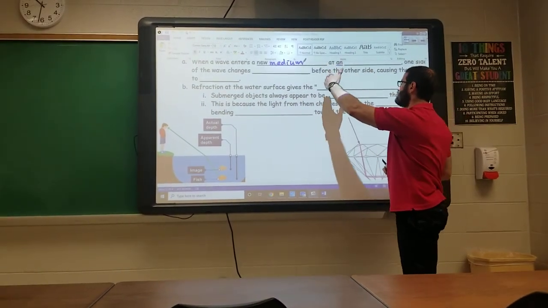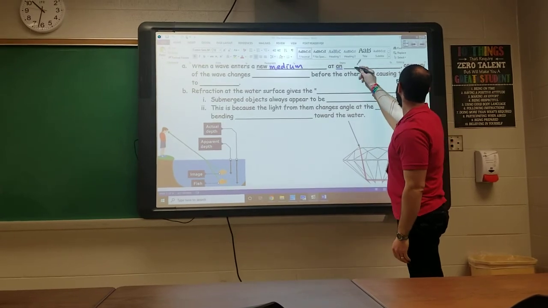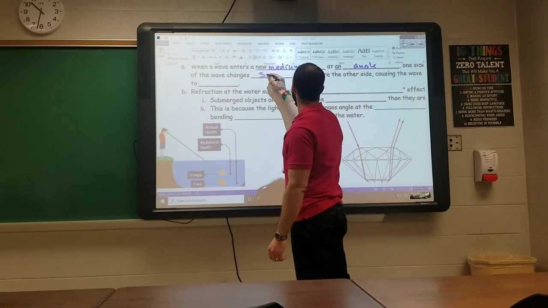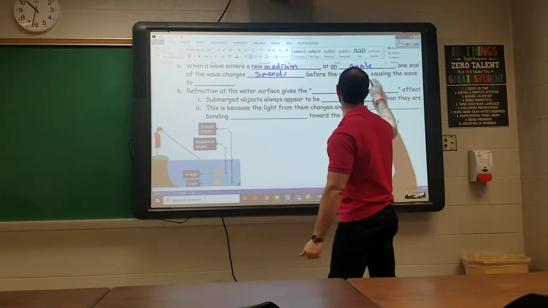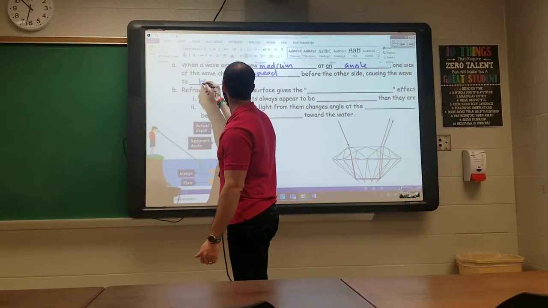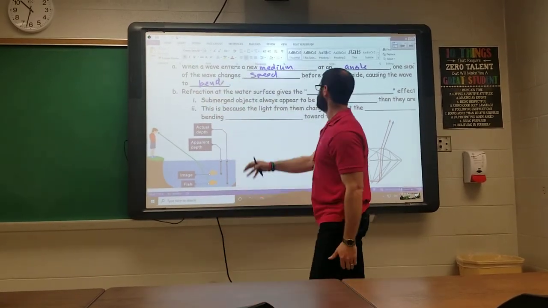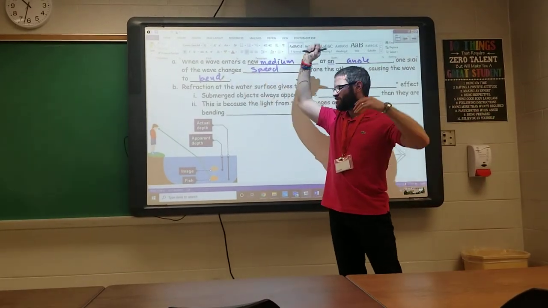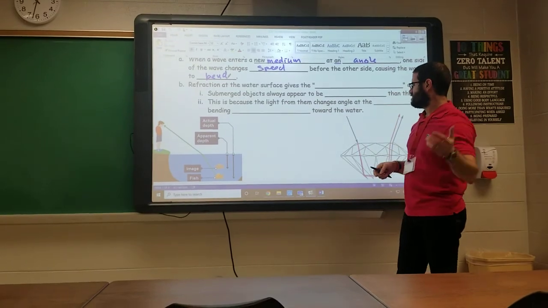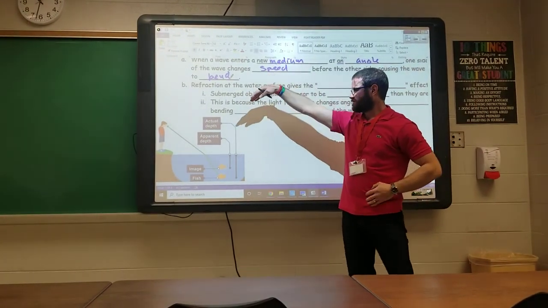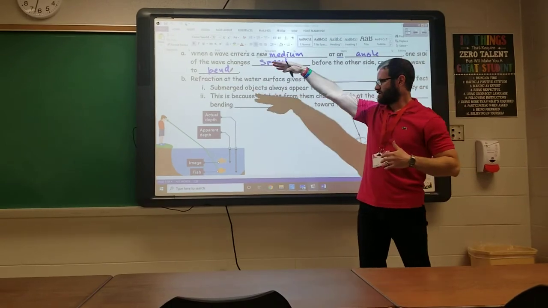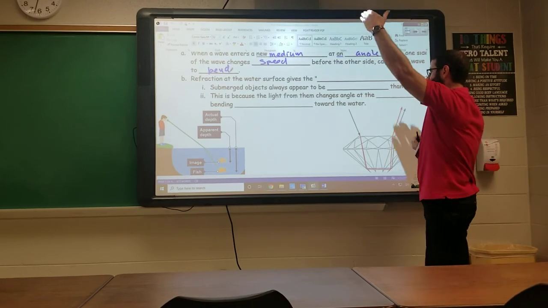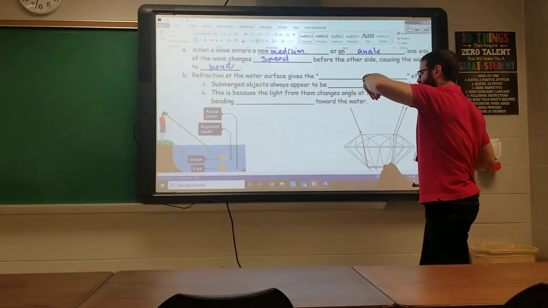So when a wave enters a new medium at an angle, one side of the wave changes speed before the other side, which causes the wave to bend. That's refraction. Again, a wave entering a new medium at an angle, and one side of the wave is changing speed. Think of going from the air to the water. The speed of the wave is going to be different in the air than it is in the water, and that's going to cause the wave to bend, because one side of the wave enters the water and changes speed.